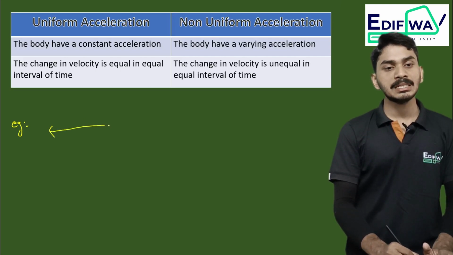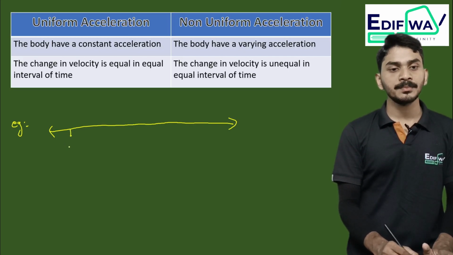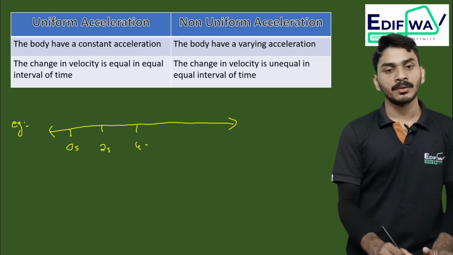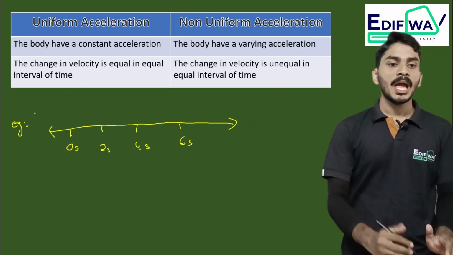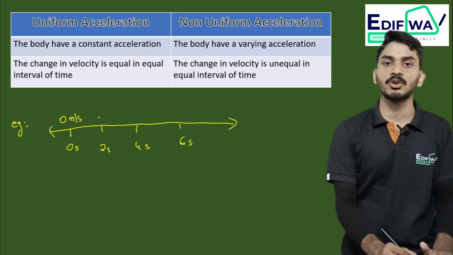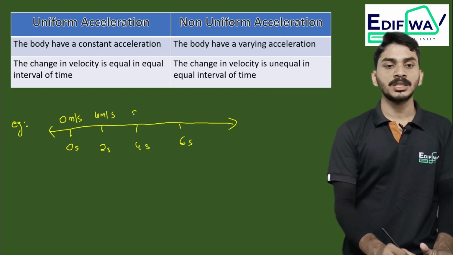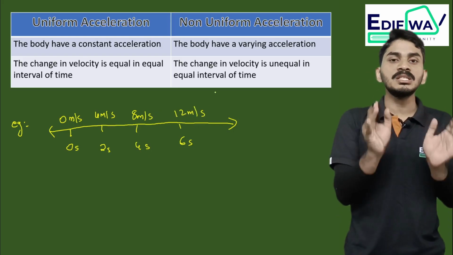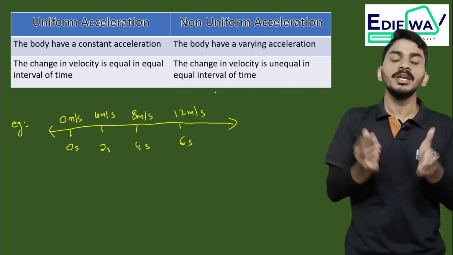Let's consider a body that is moving. Initially the time will be 0 seconds, then it will become 2 seconds, 4 seconds, 6 seconds. We will consider equal intervals of time. And suppose initially the body was at rest, which means the velocity is 0 meter per second. Then after some time it becomes 4 meter per second, then 8 meter per second, then 12 meter per second. So this is an example of a body where the change in velocity is equal in equal intervals of time.